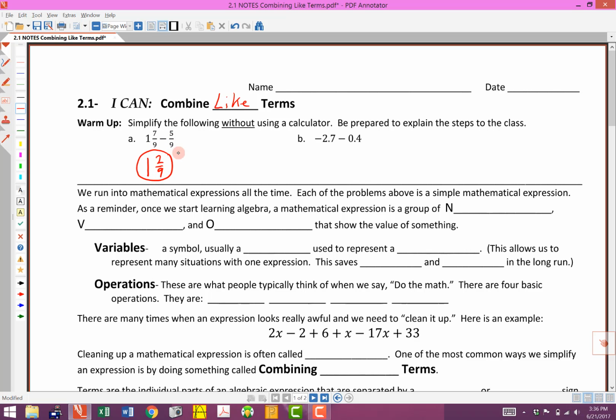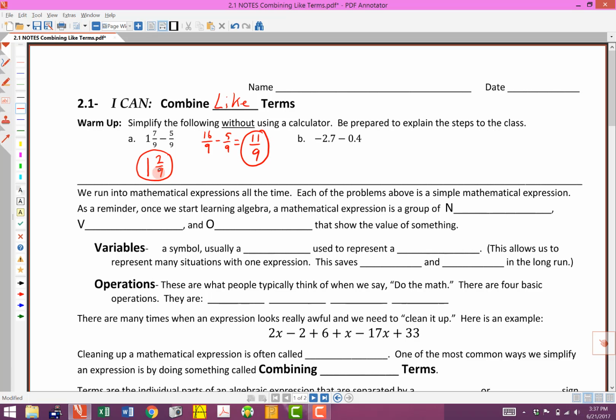We could also, and this happens a lot with fractions, put them in what we call improper form. So I could do 9 times 1, that would be 9, add the 7, that would be 16/9 minus 5/9. Again, we've got that common denominator. 16/9 minus 5/9, we end up with 11/9. Now I've got two different answers on this one: 1 2/9 and 11/9.